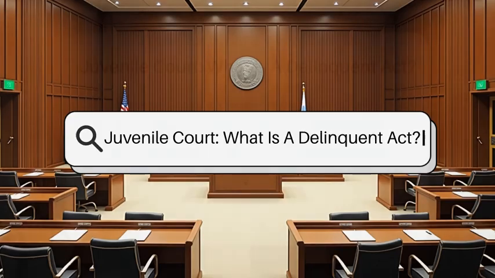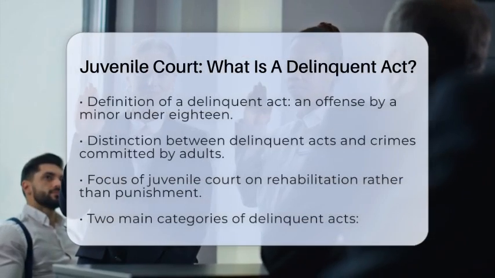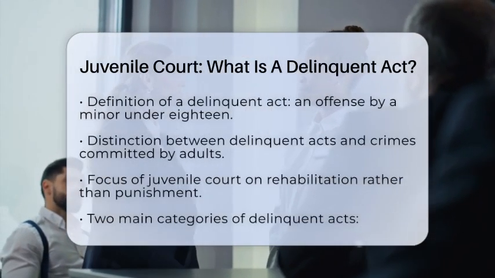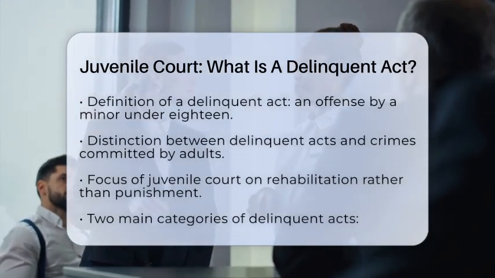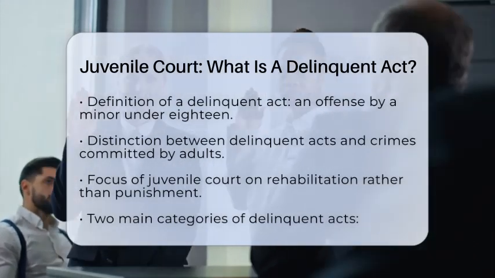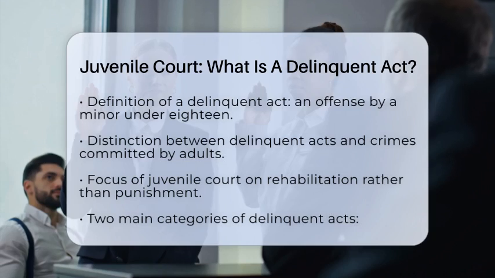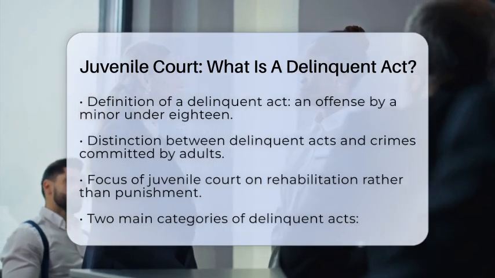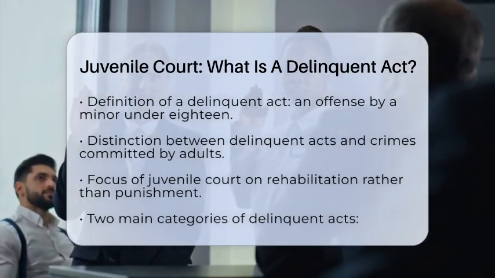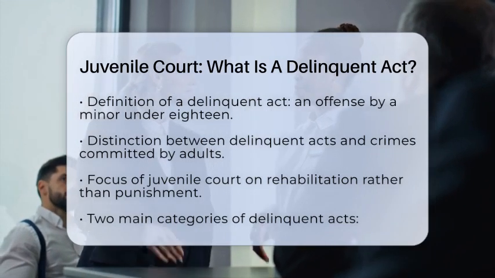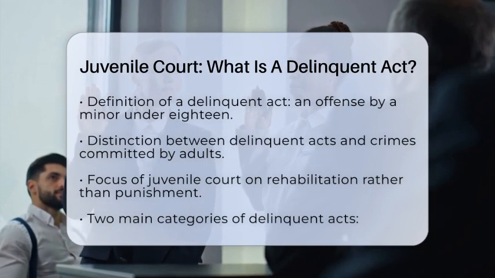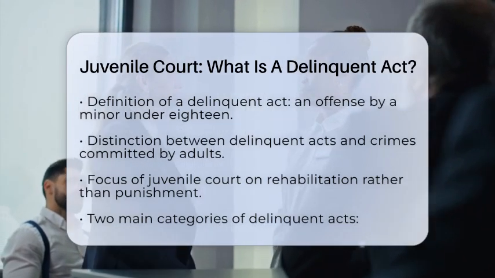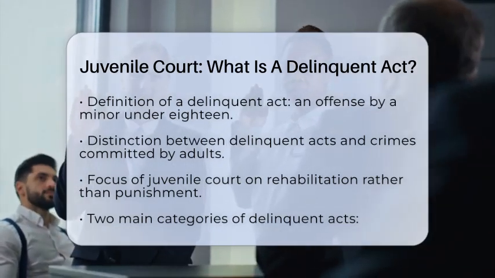Juvenile Court, what is a delinquent act? Have you ever wondered what a delinquent act really means in the context of juvenile court? Let's break it down together. A delinquent act is an offense committed by a minor, typically someone under 18 years old. If an adult committed the same act, it would be considered a crime. However, in juvenile court, we use the term delinquent act to highlight the focus on rehabilitation instead of punishment.